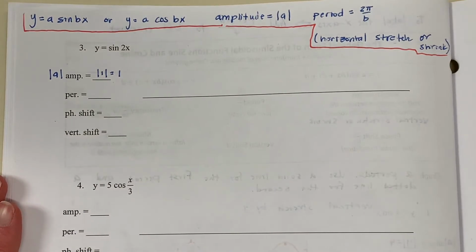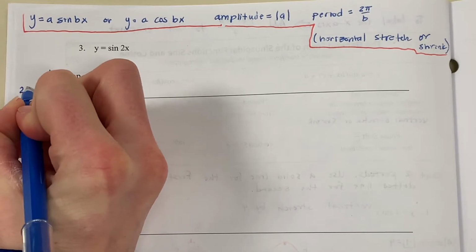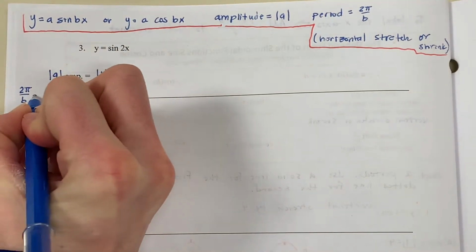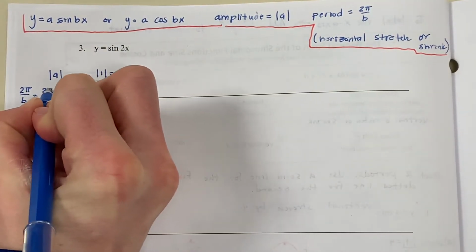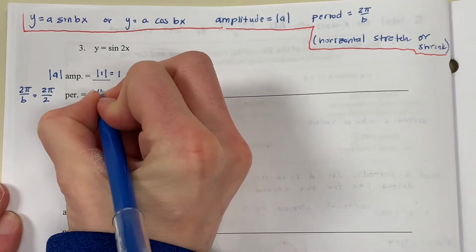The period is found by taking 2 pi divided by b, where b is the value directly in front of the x. In this problem, I have a b value of 2. So 2 pi divided by b is 2 pi divided by 2, which is just pi.